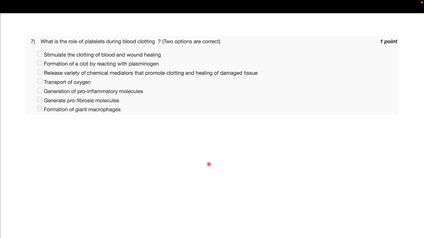First and third option, ma'am. First is stimulate the clotting of blood and wound healing and release a variety of chemical mediators that promote clotting and healing of damaged tissue. Okay, thanks for answering. Anybody else? 1 and 3. Sorry, you were not clear. Can you please repeat? 3. Option 3. Okay.